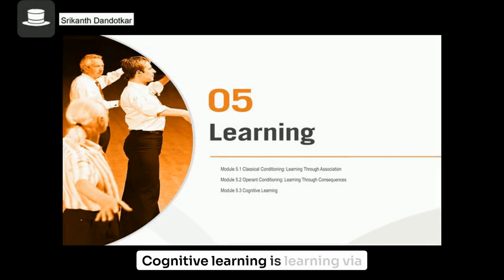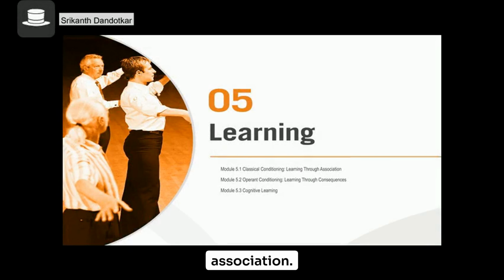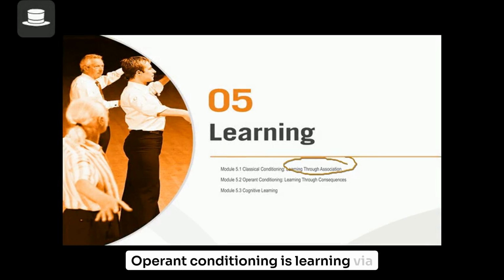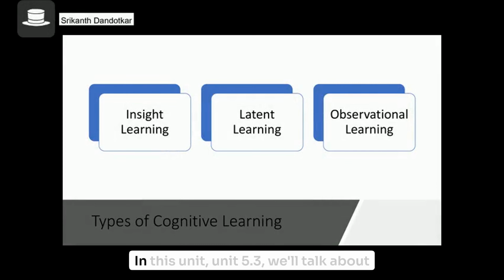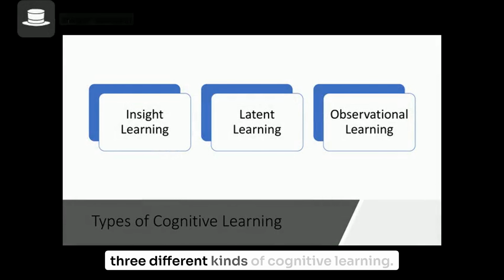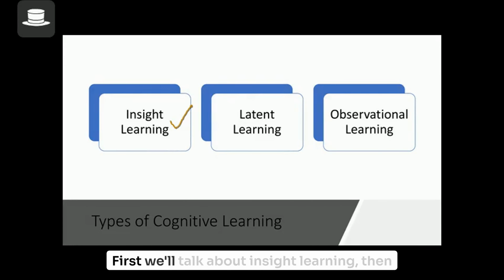Cognitive learning is learning via association. Operant conditioning is learning via consequences. Cognitive learning is learning via developing mental representations. In this Unit 5.3, we'll talk about three different kinds of cognitive learning. First, we'll talk about insight learning, then about latent learning, and lastly, observational learning.